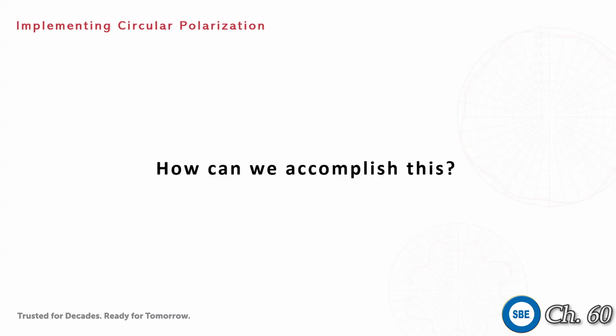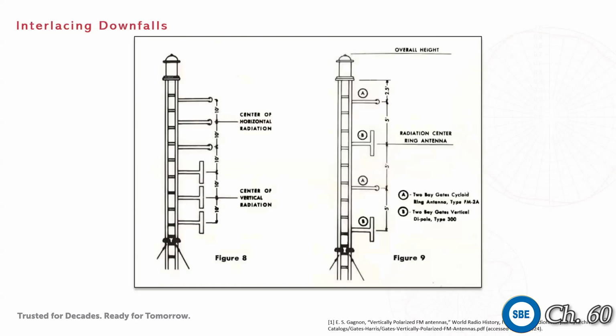How do we actually implement this? Looking back to the 60s, the vertical polarization, horizontal polarization combination was done with one half of your antenna being vertical, the other half of it being horizontal. And this had some downsides to it. First, each of these antennas are spaced out about a wavelength apart.